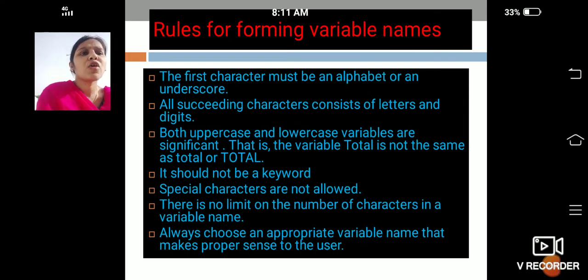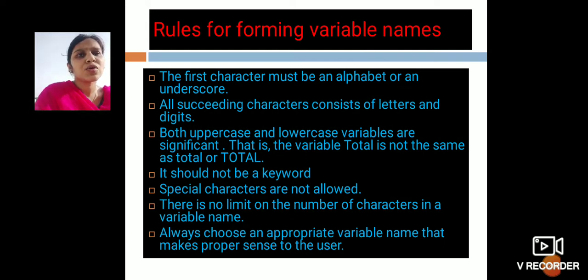Next is rules for forming the variable names. When variable names are declared by the users, there are a few rules that we have to follow. The first one is, the first character must be an alphabet or an underscore. Similarly, as we have seen in the previous videos, the first character must be an alphabet or an underscore only.